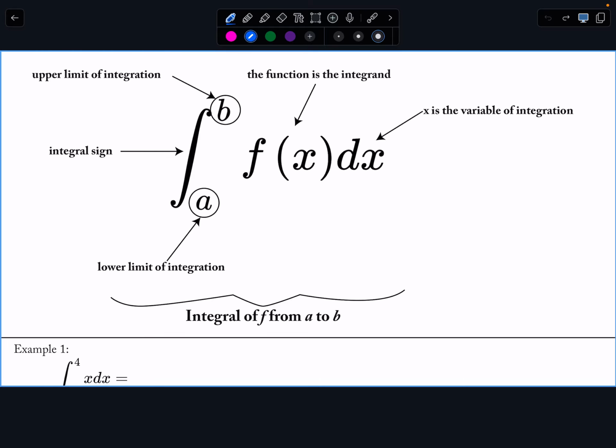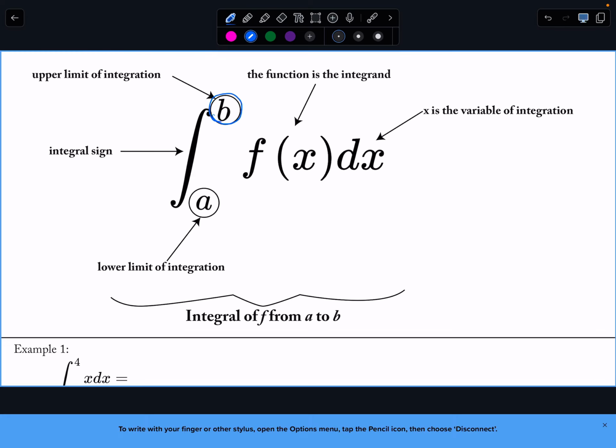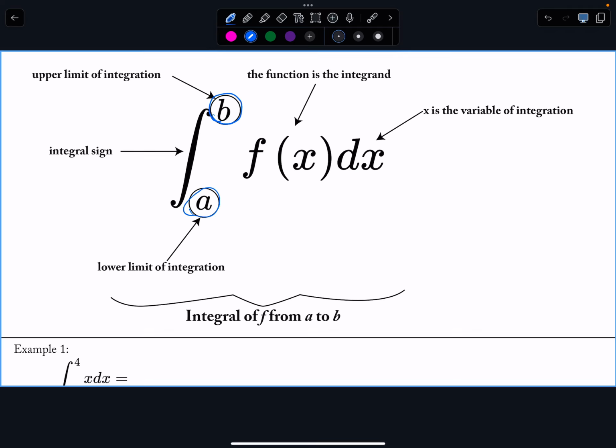Okay? And I label all this stuff, your upper limit, your lower limit, and you plug in your upper limit and then you subtract when you plug in your lower limit. Sometimes I call it upper bound and lower bound. But you always go B first plugged in and then minus A. When you do your definite integrals, you find the antiderivative first.